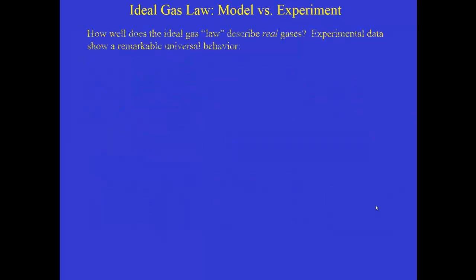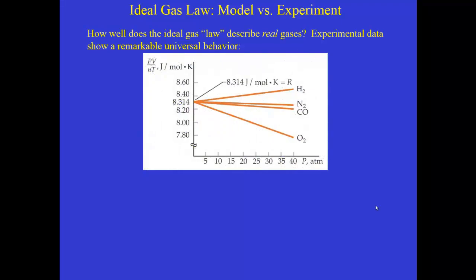Now, what about this whole notion that the ideal gas law really describes not just the behavior of one particular gas, but all gases? It's really remarkable that experimental data show that in the limit of low pressures, where the interactions between gas molecules become so infrequent that we can basically neglect them, all gases display this kind of universal behavior.